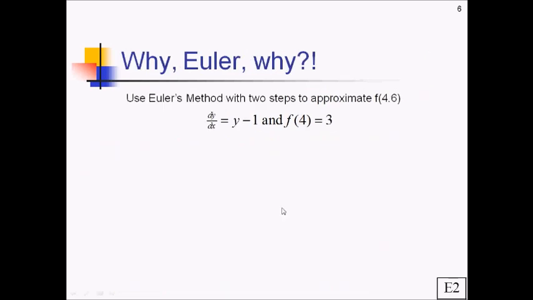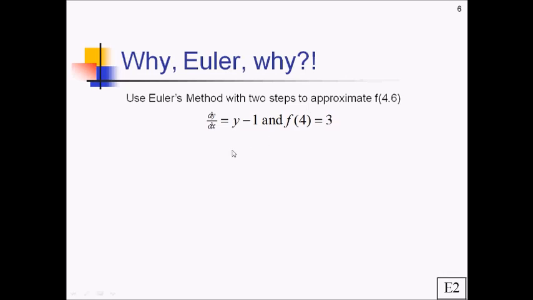All right, the name of this next example is why, Euler, why? Because this time instead of x minus 1, we have y minus 1 in our differential equation, which is a little bit of a game changer. This time we want Euler's method with 2 steps to approximate f of 4.6, and we're starting with 4, 3. So pause the video and see how far you can get on this one.